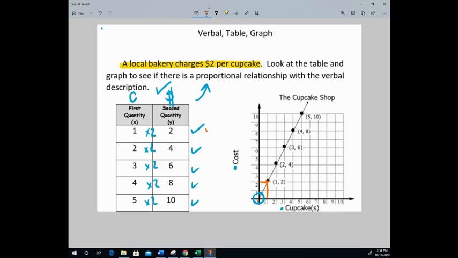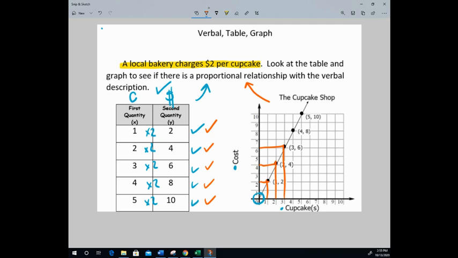That matches up with this. 2 cupcakes is $4. That matches up with that. 3 cupcakes is 6. 4 is 8, and 5 is 10. And all of those match up, and they even go perfectly with the table. So this graph is not only proportional, but it also matches up with our verbal description here.